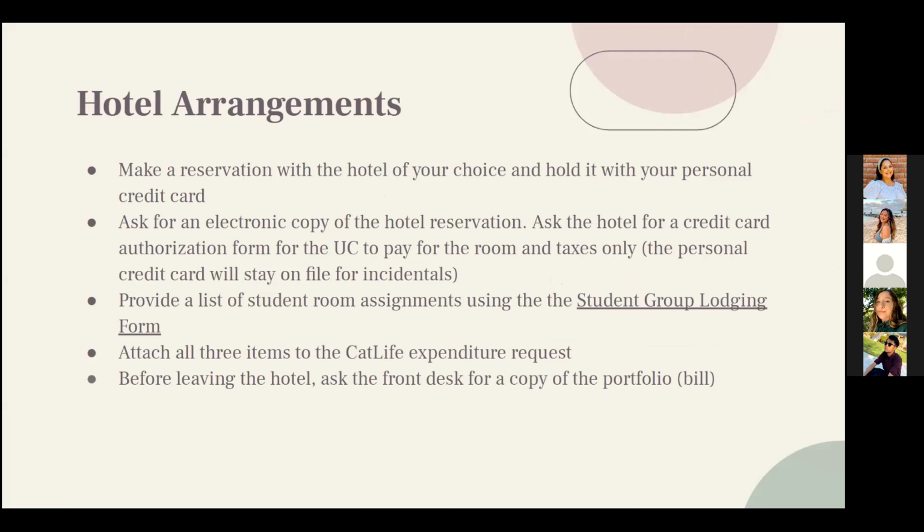So for travel, hotel arrangements, make a reservation with a hotel of your choice and you'll hold it with your personal credit card. And then what you want to do is ask the hotel for an electronic copy of the hotel reservation. Ask the hotel for a credit card authorization form for the UC to pay for the room and taxes only. The personal credit card will stay on file for incidentals. So the university will only pay for room and taxes.